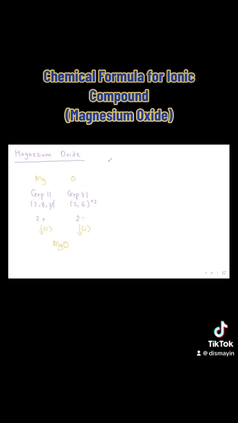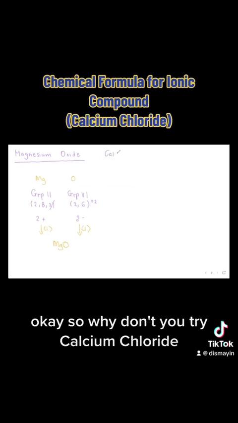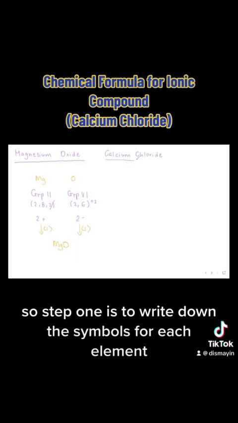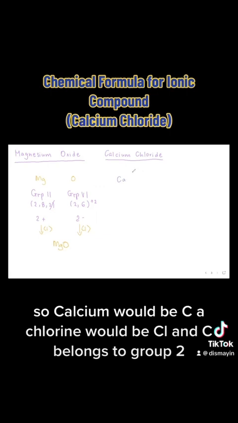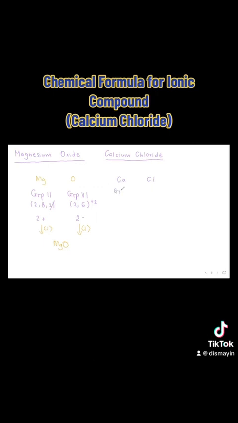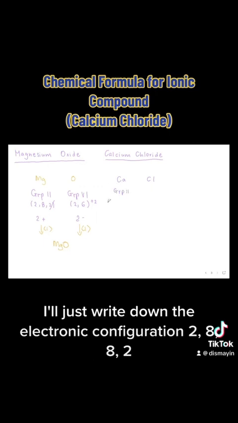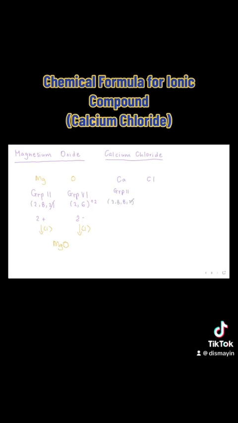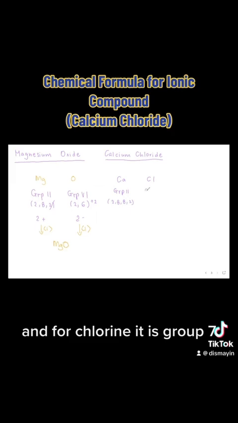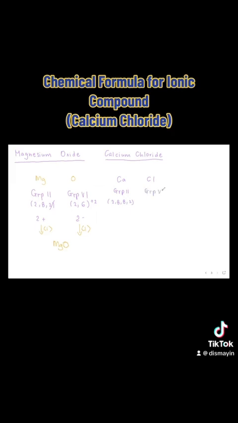Okay, so why don't you try calcium chloride? Step 1 is to write down the symbols for each element. So calcium would be Ca, chlorine would be Cl. And Ca belongs to group 2. I'll just write down the electronic configuration as well: 2, 8, 2. And for chlorine, it is group 7. It would be 2, 8, 7.